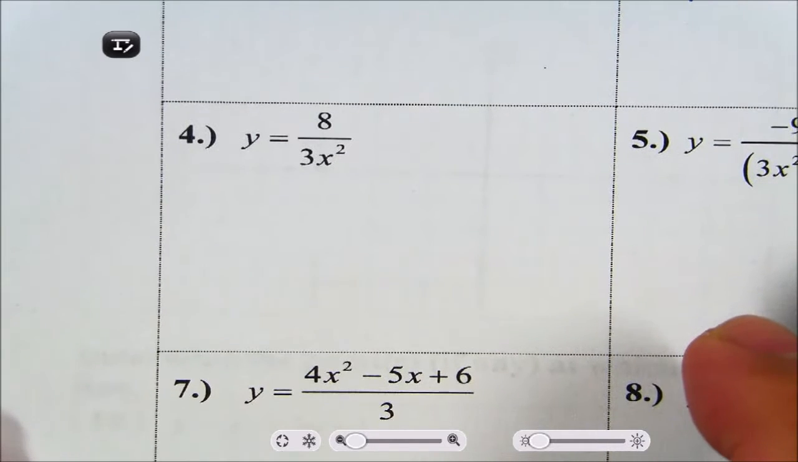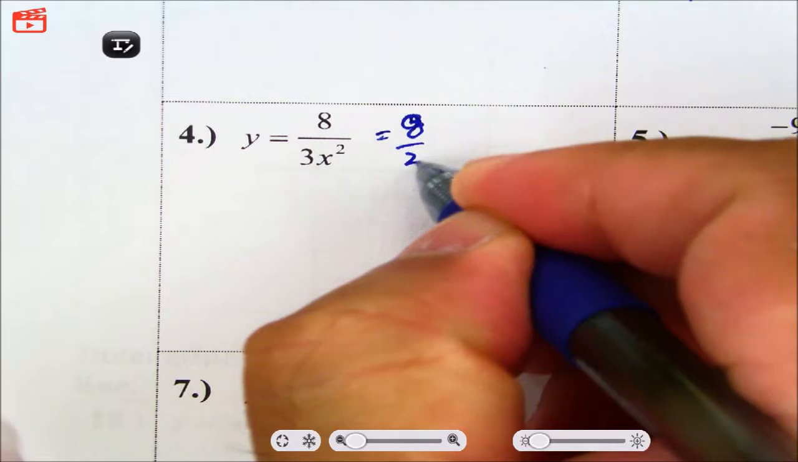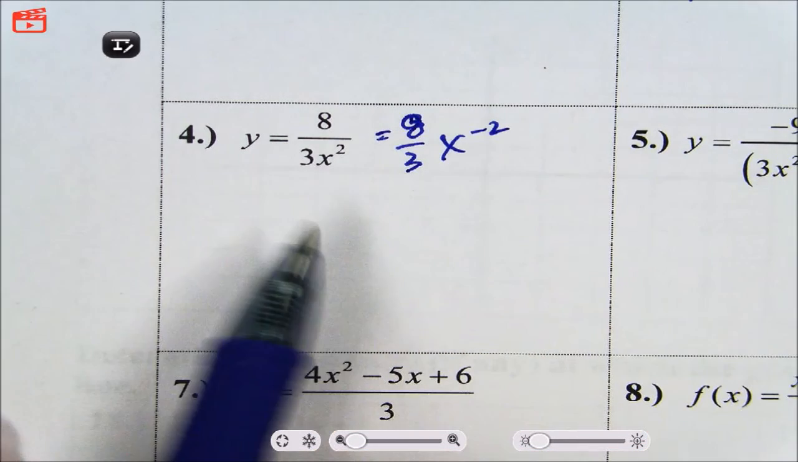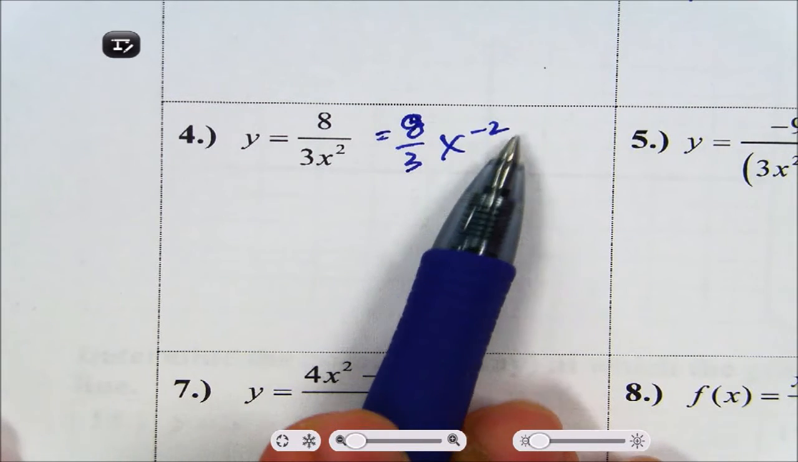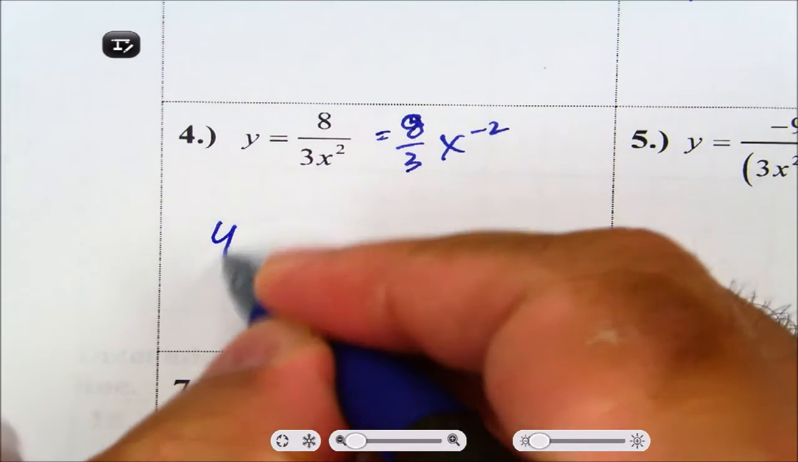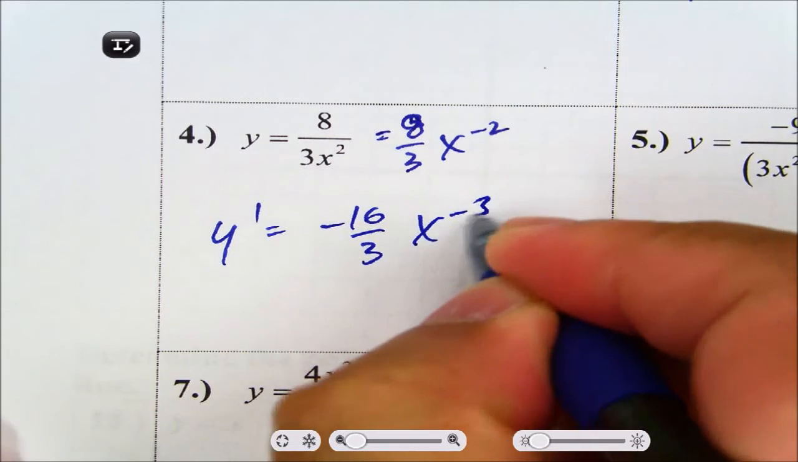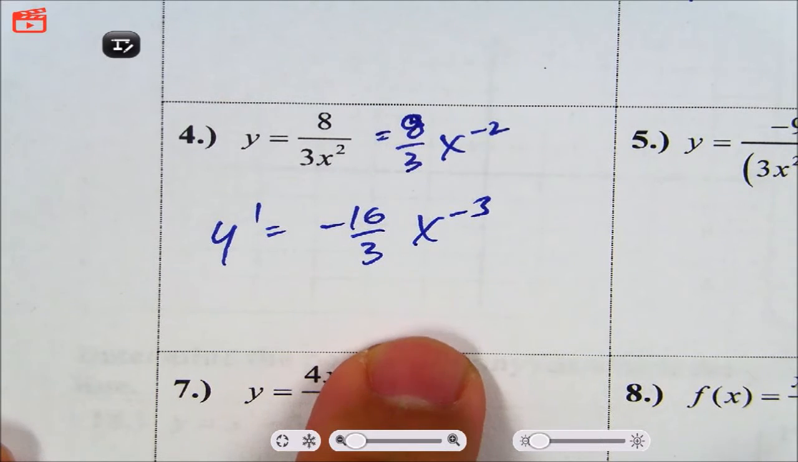Number 4. First thing you want to do with this is rewrite it. So that's 8/3 x to the negative 2. Right? You can't take the derivative with the variable in the denominator. You want to rewrite it with the negative exponent and then take the derivative. So the derivative is negative 16/3 x to the negative 3. And for last night's homework, that is perfectly fine with me. You can just leave it like that.